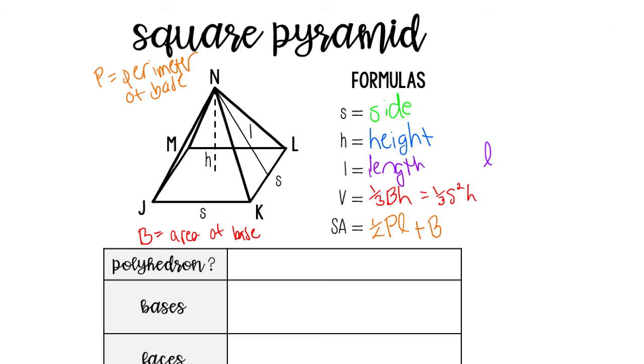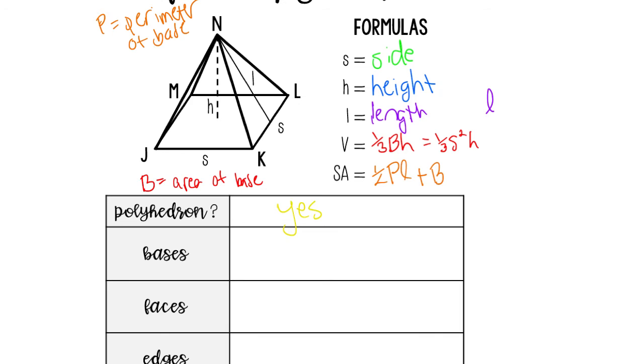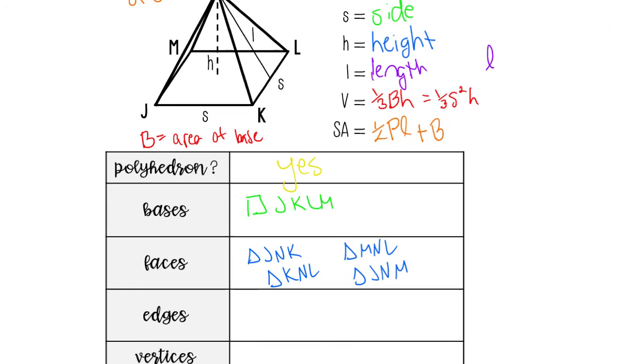Is this baby a polyhedron? Yes, it is. Fully enclosed, cannot be penetrated. Bases, only one base in this case, and that's the square on the very bottom, which is JKLM. Faces are going to be the 4 triangles around the sides of the pyramid. So triangle JNK, triangle KNL, triangle MNL, and triangle JNM are all of the faces.